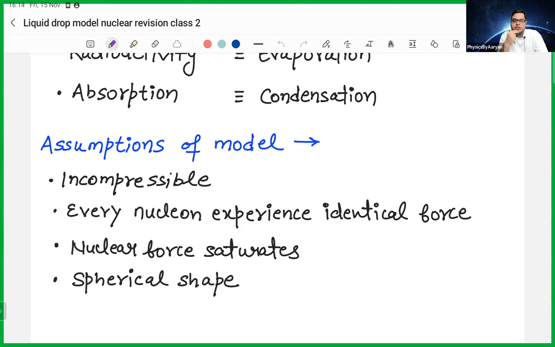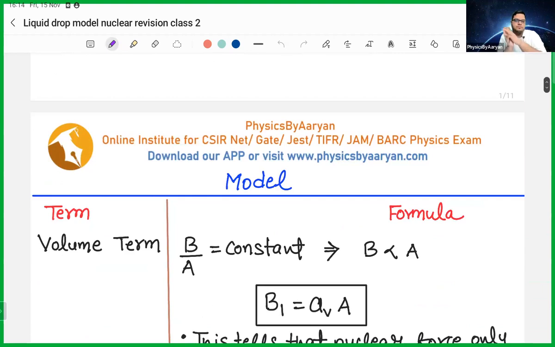Then the fourth assumption, which is very simple, is that we assume the nucleus to be spherical in shape. Okay, it's an assumption. So based on these 4 assumptions, we develop a model.